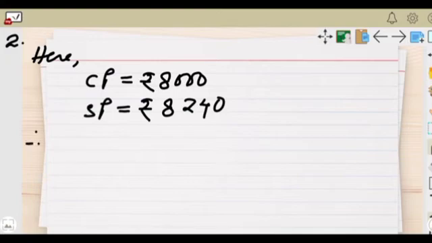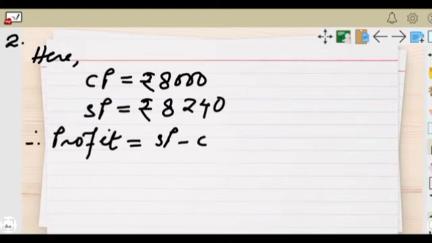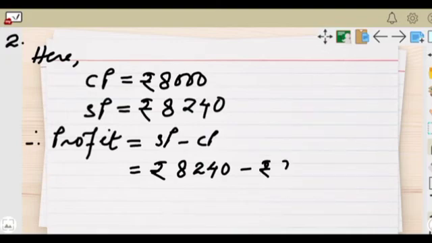Therefore, profit. Profit will be how much? So what is the formula for profit first? Profit means selling price minus cost price. So selling price here how much? 8,240 minus what is the CP? Cost price is 8,000. So that difference is how much? 240. Now we have the profit. Once we know the profit, we can proceed to finding the profit percent.